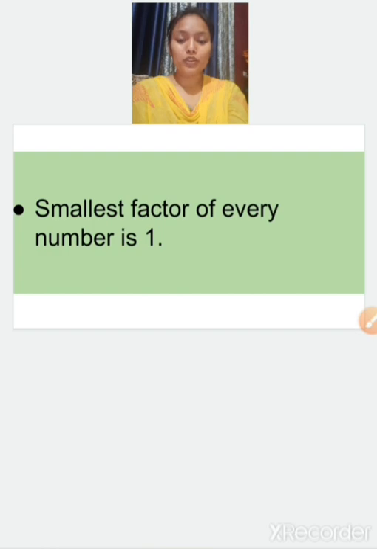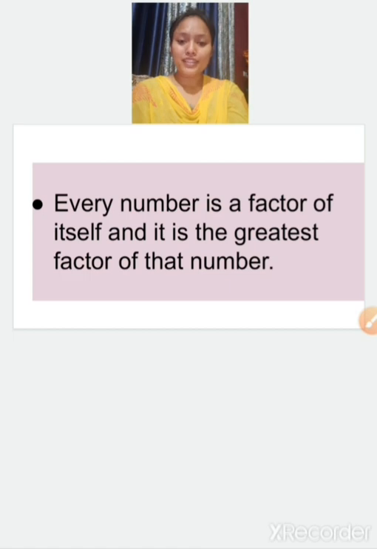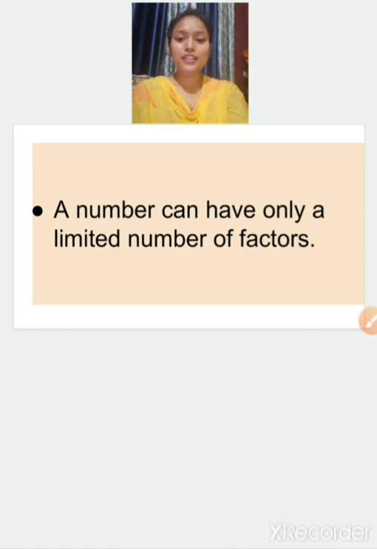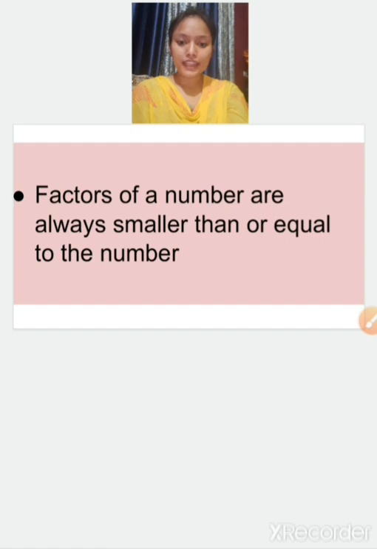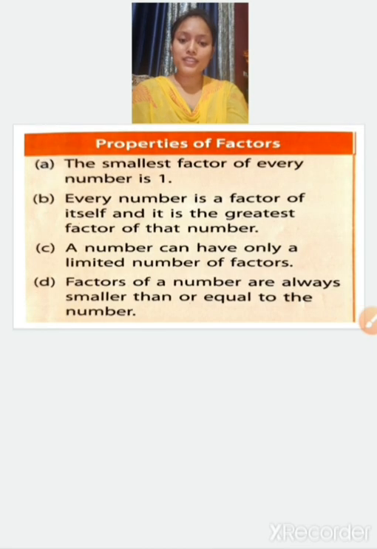We studied about the property that the smallest factor of every number is 1, means 1 is the smallest factor of every number. We studied that the greatest factor of every number is the number itself. We studied this, a number can have only a limited number of factors and factors of numbers are always smaller than or equal to the number. This we all have studied.